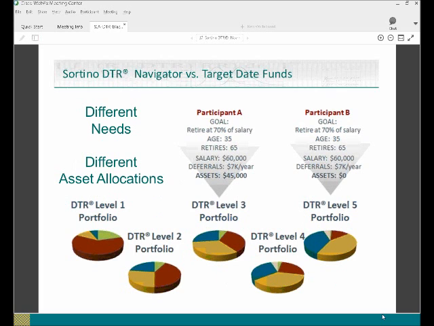What would we do? We would calculate the DTR for each participant and put them into one of 5 portfolios based on their age difference, their retirement, their salary, their deferrals, their assets. Each one of those variables would create a different DTR that would identify which of the 5 portfolios they should go into. So it is not a one-size-fits-all strategy.